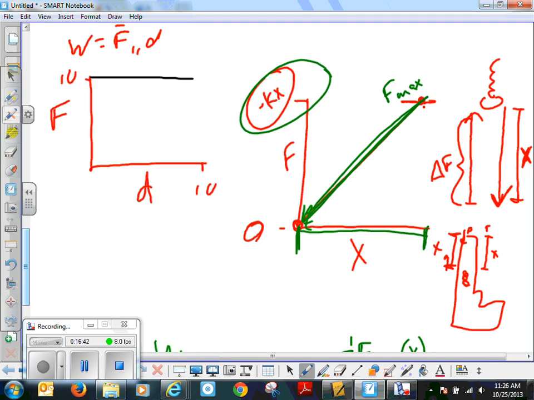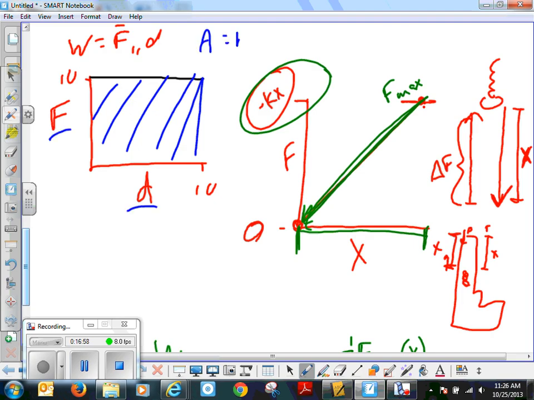For 10 meters. Okay. So remember we talked about how the area of a graph means something. So if you look like this, the area of the graph means something. And the area is force times distance. So this, just like area, is base times height. This area is force times distance, which gives us work.